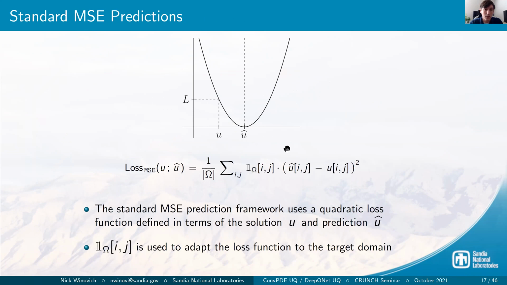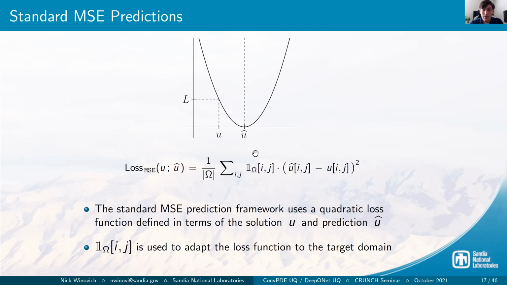And in traditional learning methods, we typically use something like a mean squared error. So given our estimate, we define a loss quadratically based on where the true solution lands. And then again, we use the mesh template file here to filter out any of the points outside of the region of interest for our current target domain.